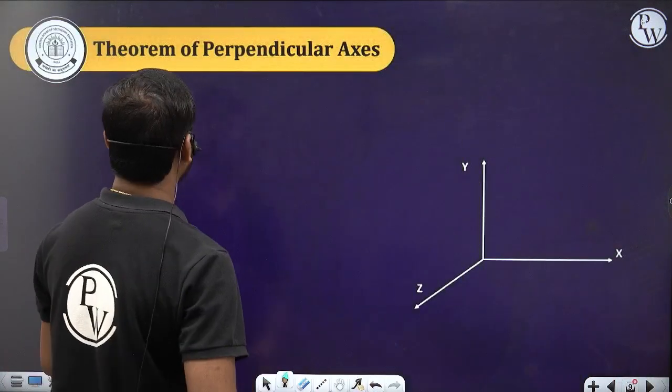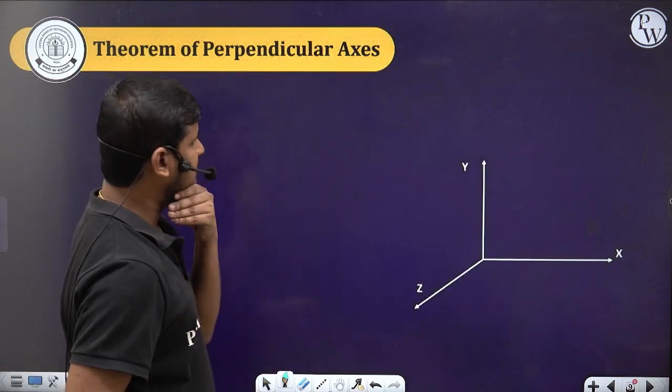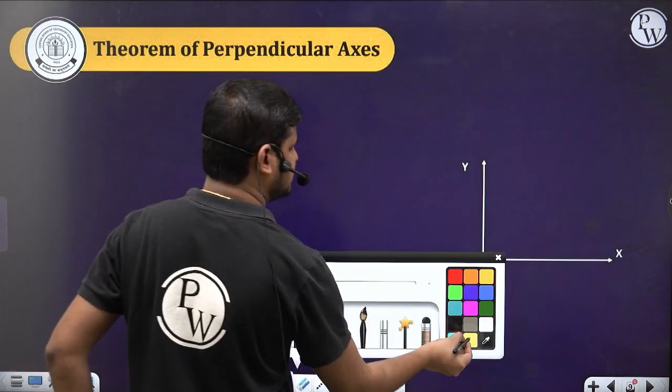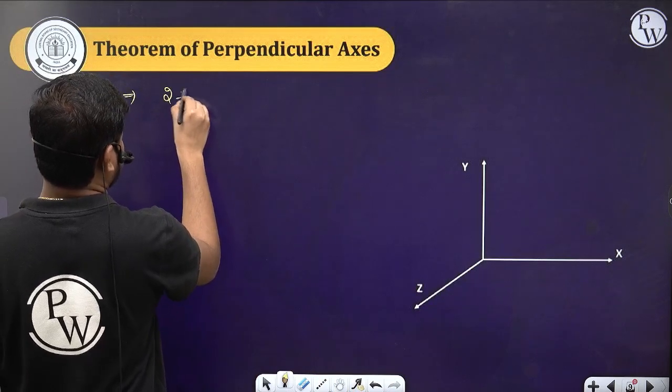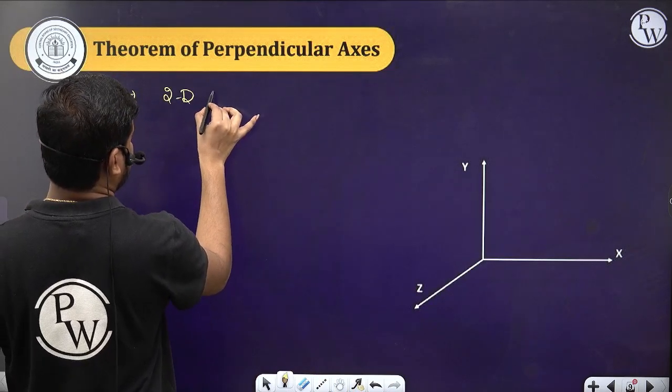So now the perpendicular axis theorem. See, the perpendicular axis theorem is applicable for only 2D bodies. Only 2D bodies.